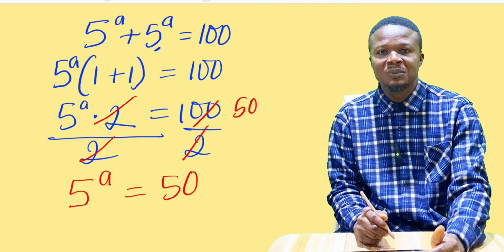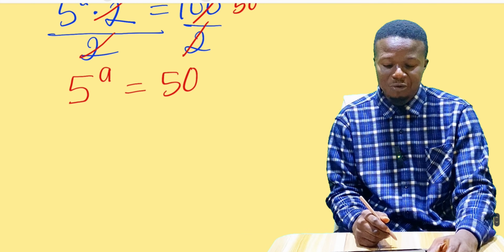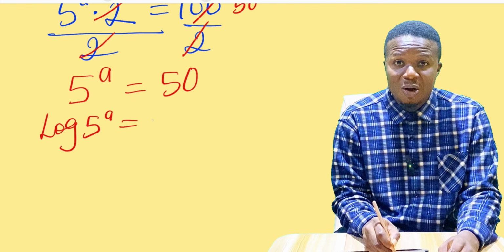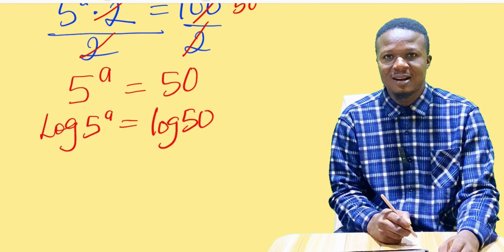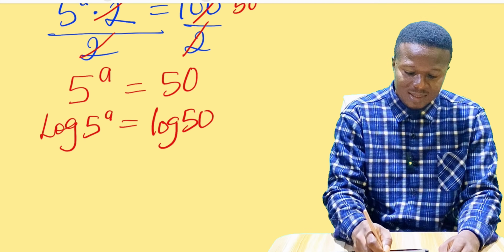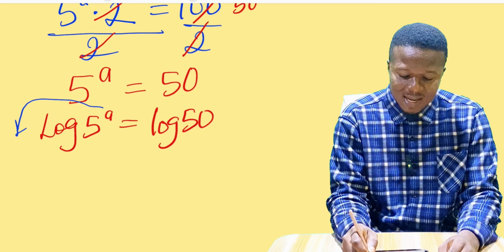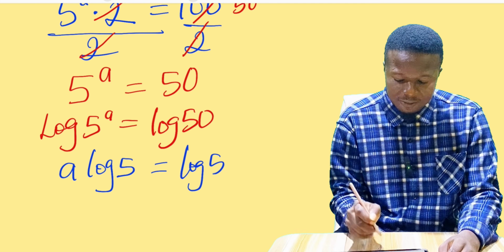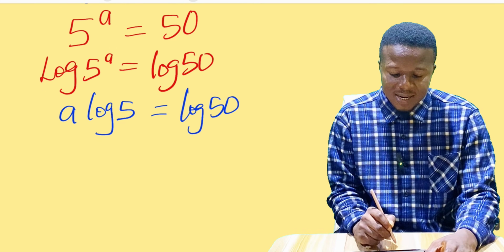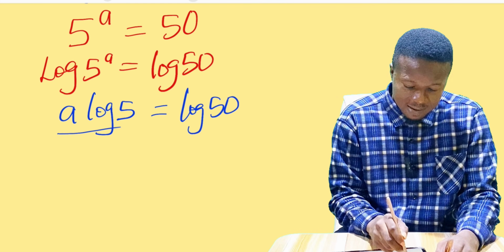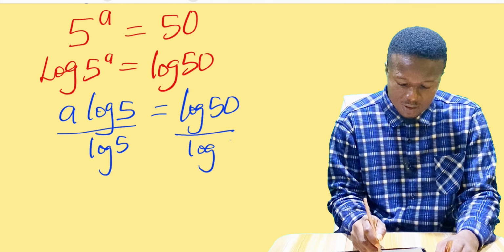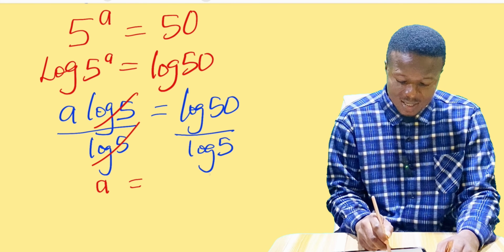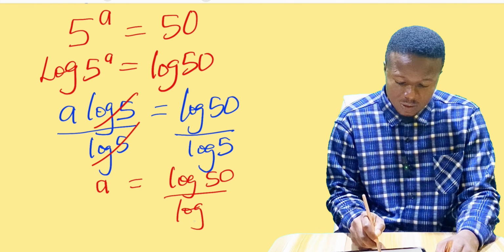So you have 50. Now, the only alternative we have here is to take the logarithm of both sides. So you can say the logarithm of 5 to the power of a is equal to the logarithm of 50, right? Now, from laws of logarithm, this power of a will climb to the back. And when it comes to the back, we have a times logarithm of 5 equal to logarithm of 50, all right? Now, let us divide both sides by log 5 so that a will stay alone. So you have log 5 all over log 5, so that log 5 will cancel out log 5. We have that a is equivalent to log 50 all over log 5.